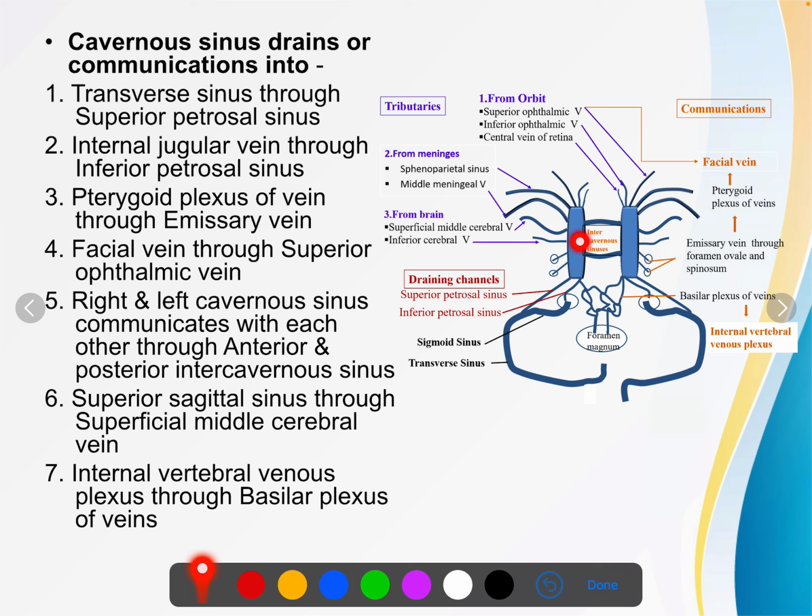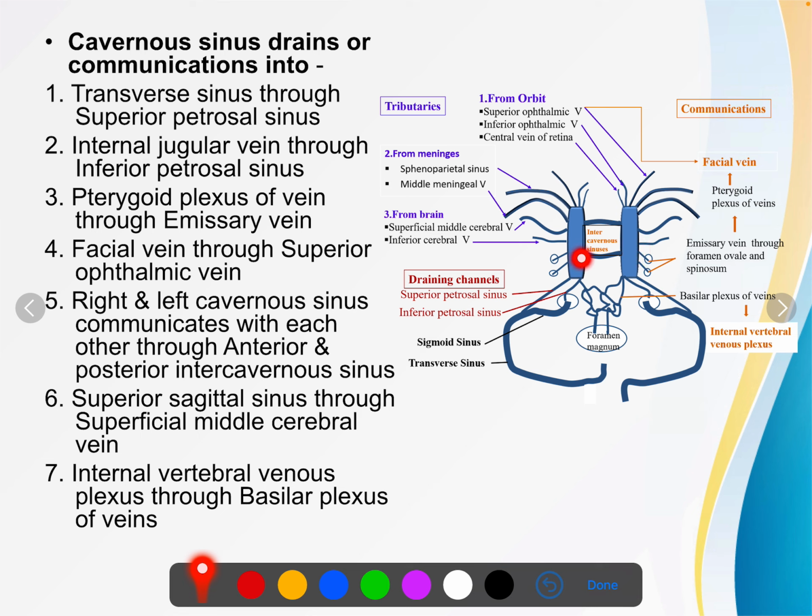The next one, the cavernous sinus communicates with the internal jugular vein through the inferior petrosal sinus. Then the cavernous sinus communicates with the pterygoid venous plexus through the emissary vein. Then the cavernous sinus communicates with the facial vein through the superior ophthalmic vein. Then the right and left cavernous sinus communicate through the anterior intercavernous sinus and posterior intercavernous sinus.